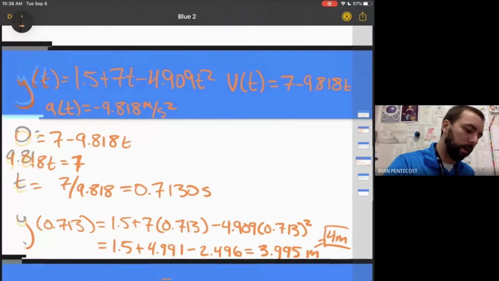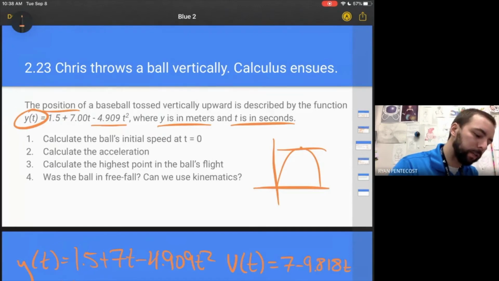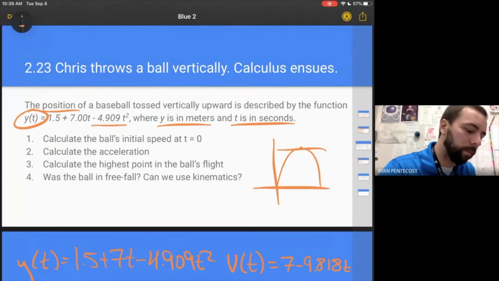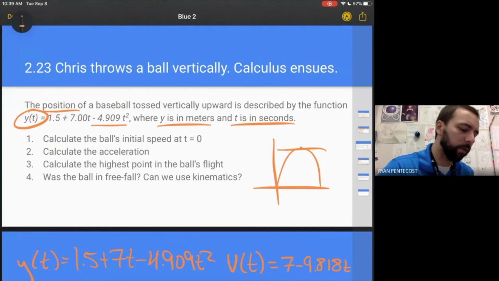Now, the last question says, was the ball in free fall, and can we use kinematics? So that's an interesting question. We assume the ball was in free fall because we weren't told the force of air drag, right? Because free fall means that there is no air drag. So if the ball is in free fall, then that opens the way for us to use the kinematic equations. Also, to use kinematic equations, we need a constant acceleration.